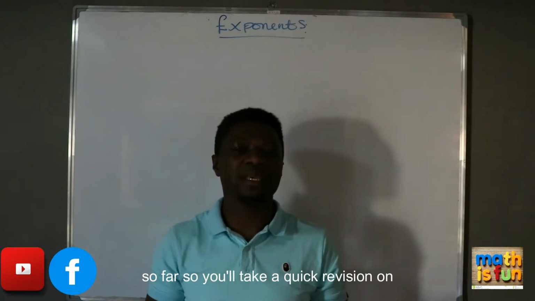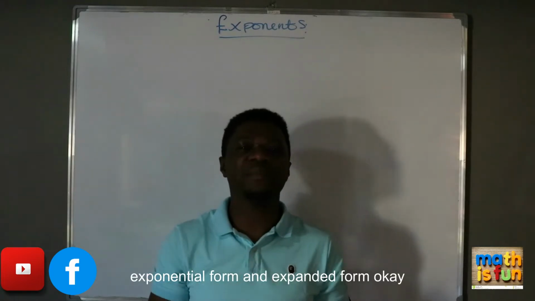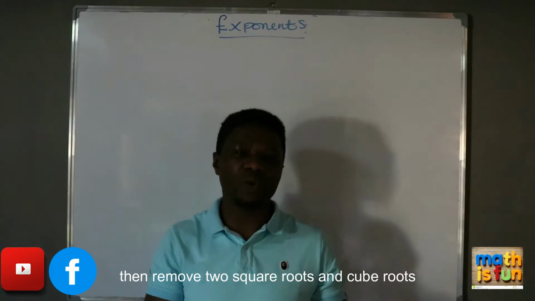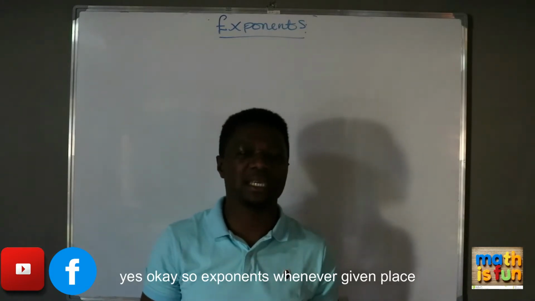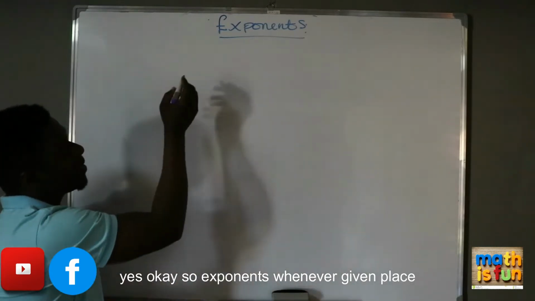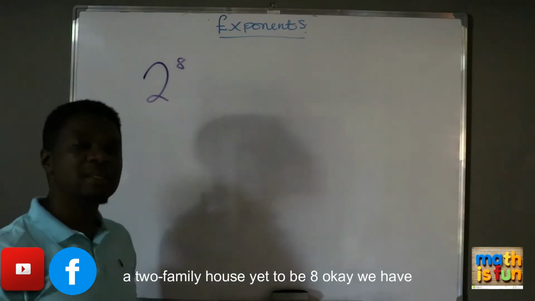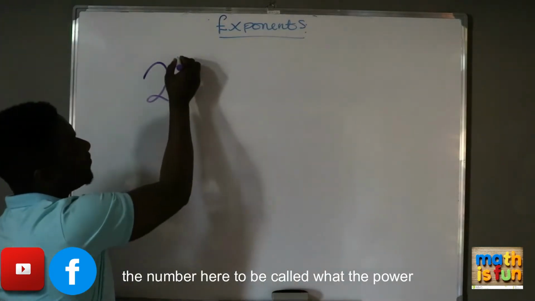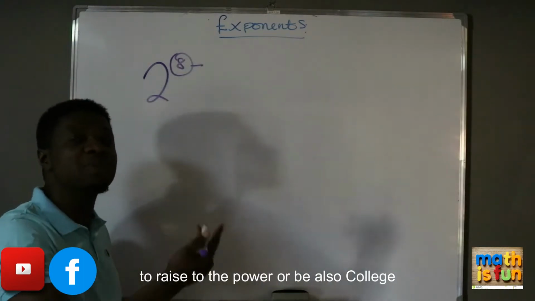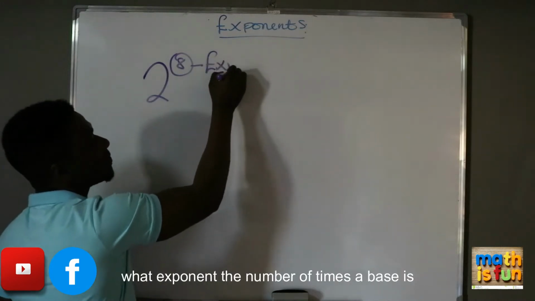So we will take a quick revision on exponential form and the expanded form. Then we move to square roots and cube roots. So under exponents, whenever we are given, let's say, 2 with 8 here, we have the number here to be called what? The power, 2 raised to the power 8, or we also call it what?